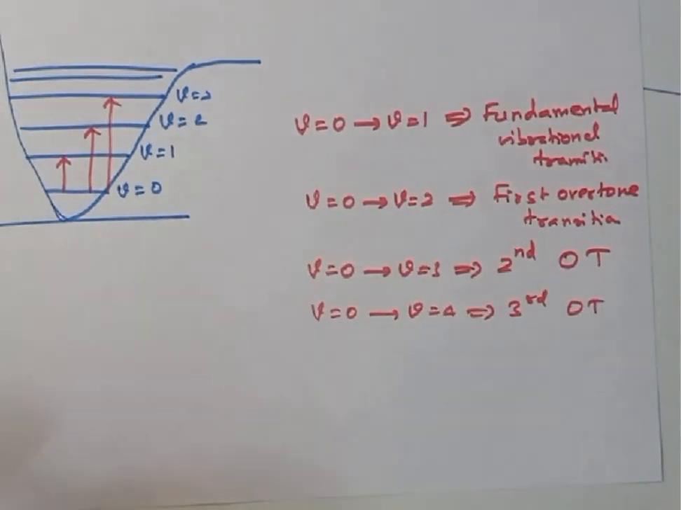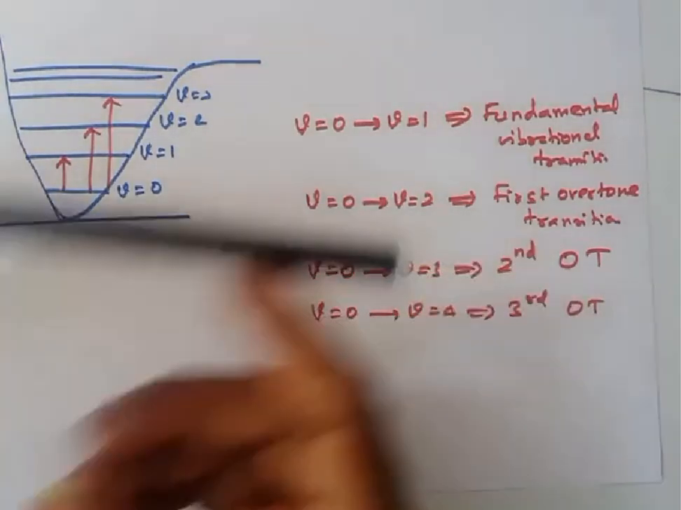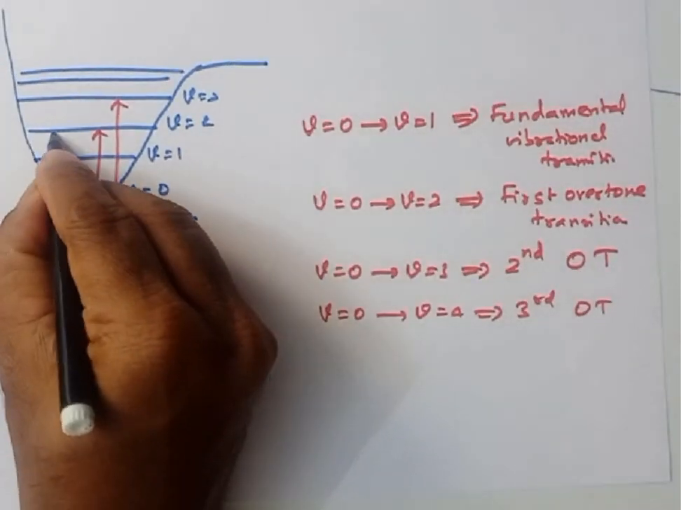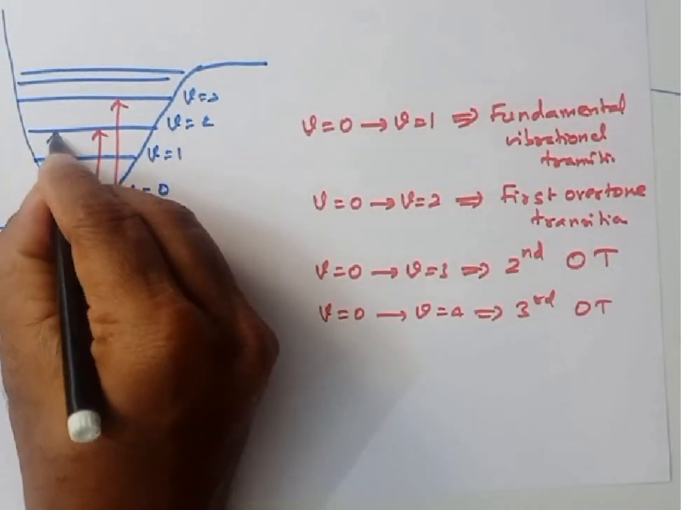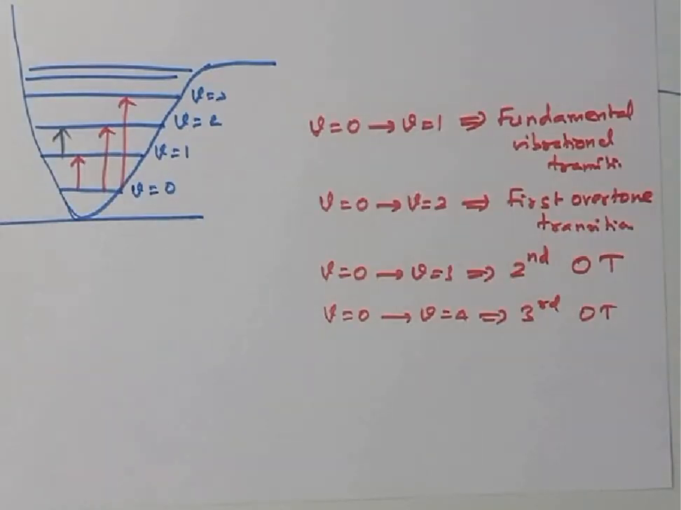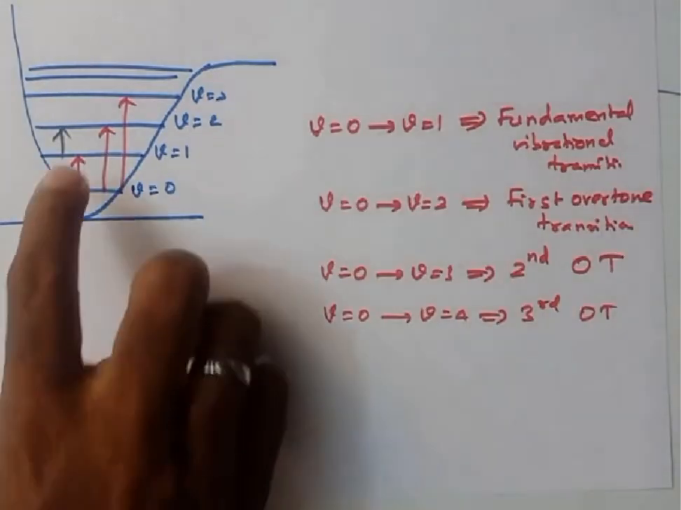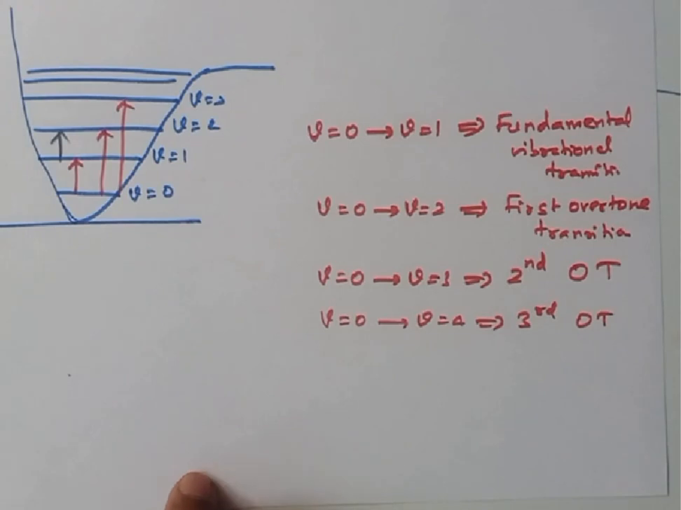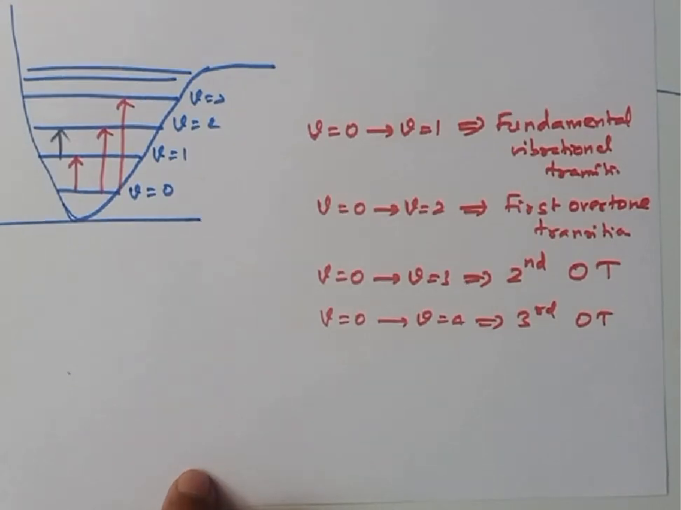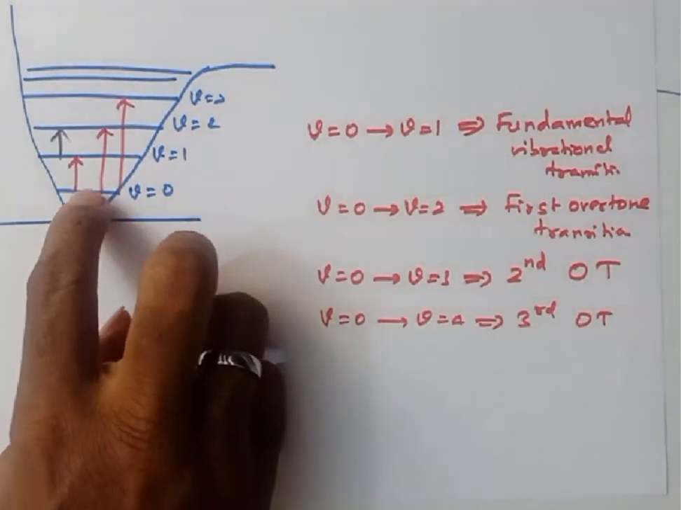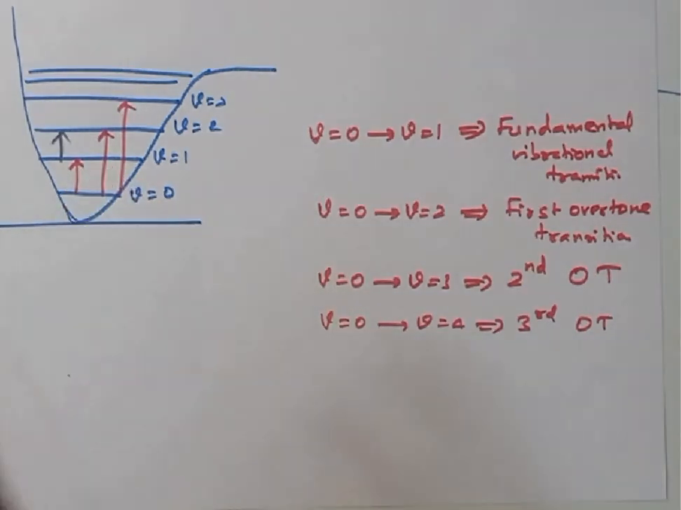And see, student, this is very important. This transition is very important. Is this transition, 1 to 2, allowed? Yes, it is allowed. But students, listen carefully. The vibrational gaps are very large compared to rotation and translation.